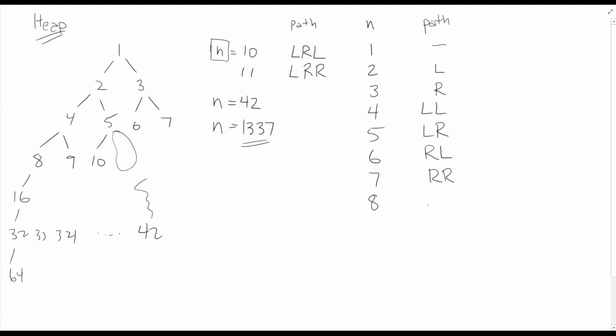8 looks like that one is left, left, left. 9 looks like it's left, left, right. 10 we had already figured was left, right, left. And 11 we also saw was left, right, right. Okay.